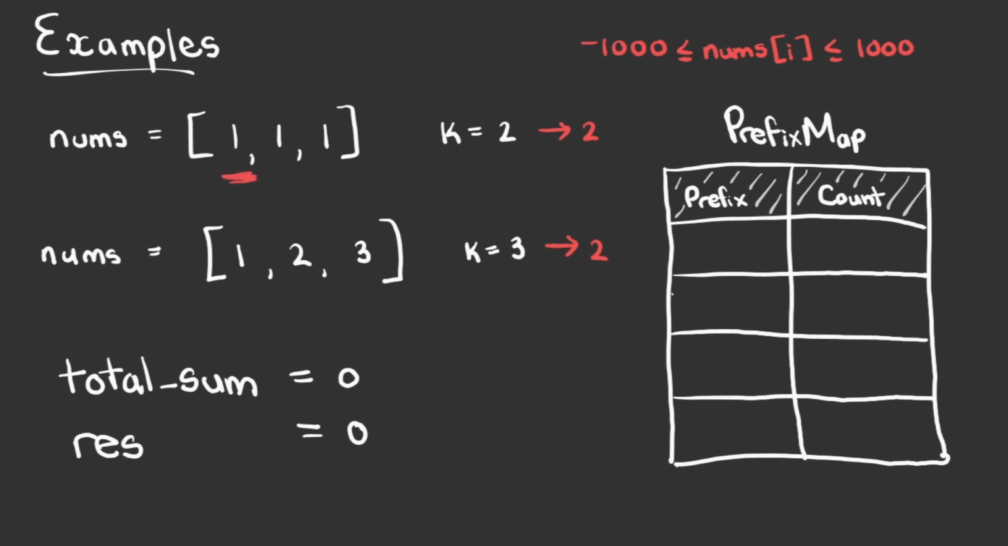If we start at the first number, we want to update the total sum and check if it's in the prefix map. So we simply add it to the total sum, and in this case it becomes 1. Then we want to check if the total sum value minus the k value, so in this case it's 2, if this is in the prefix map. And if it is, we can think of it as chopping off a part of the subarray, namely the prefix, to get a value equal to k.